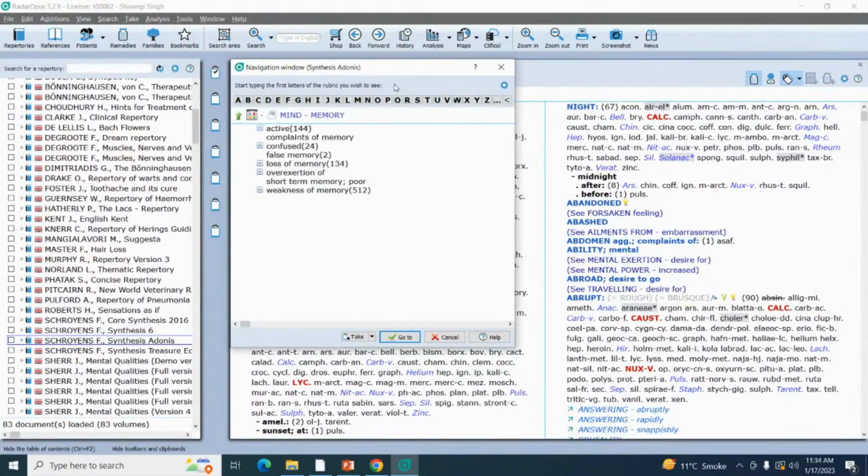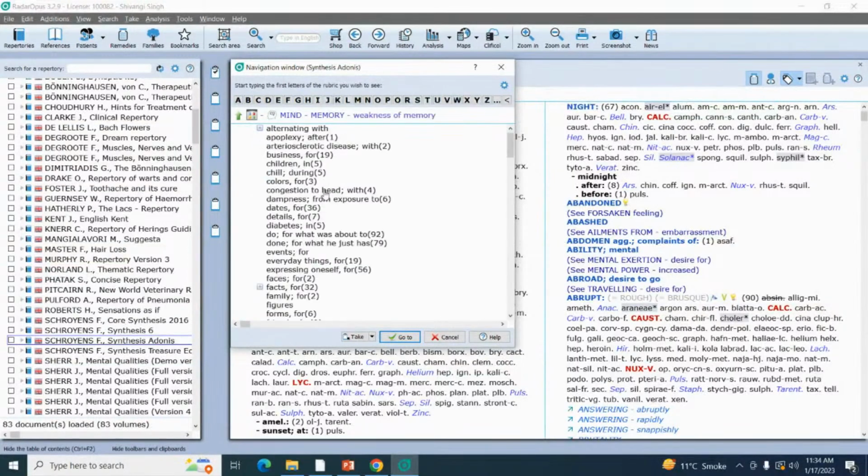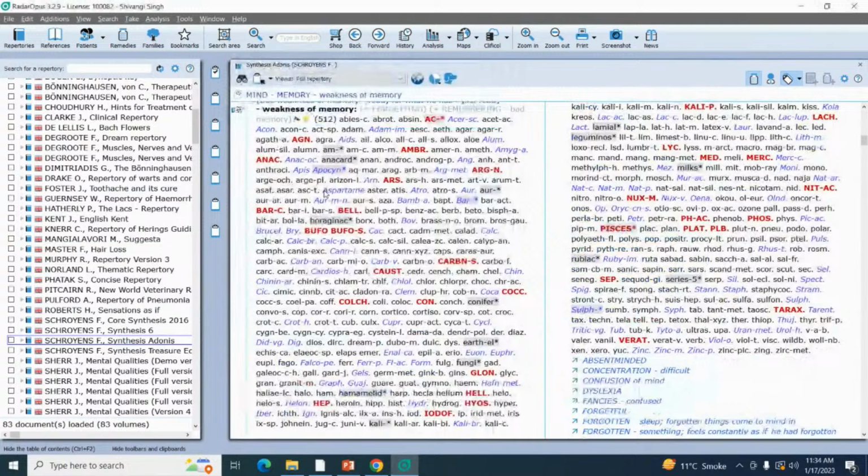Memory, weakness of memory is already mentioned here. Now I press Enter on my keyboard. Now my rubric has opened on my main display screen. From the Mind chapter, Memory is my rubric, weakness of memory is my sub rubric.